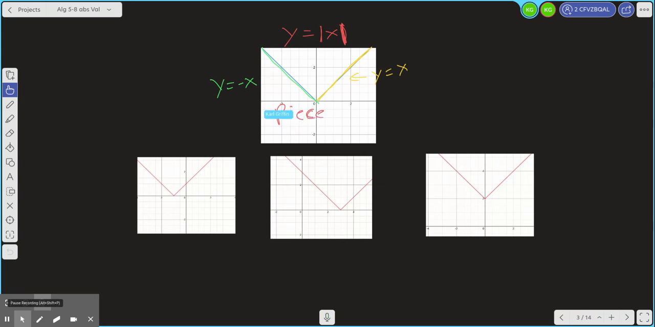We say it's a piecewise function because it's made up of those two things. It's made up of two pieces. One piece is y equals -x, and the other piece is y equals x. All right, but the important thing is that we can describe how each graph is related to the graph of y equals the absolute value of x.